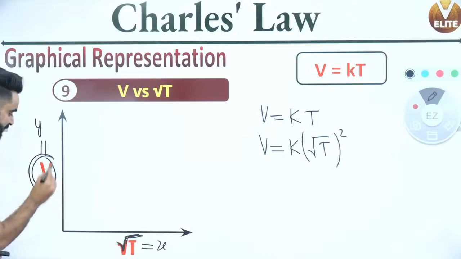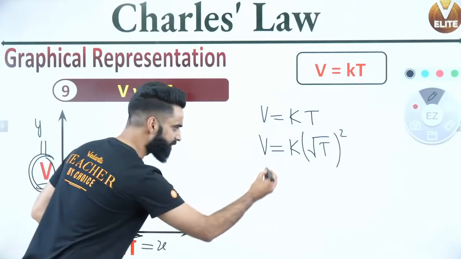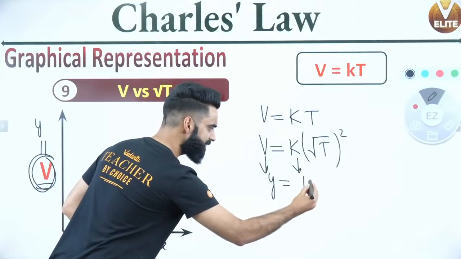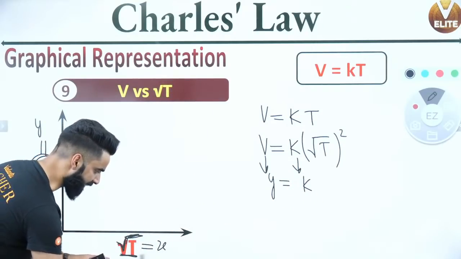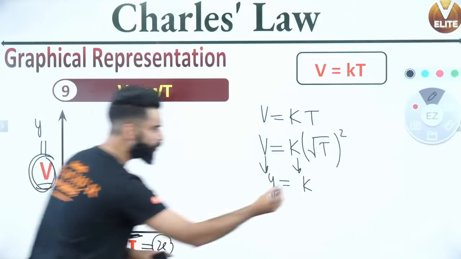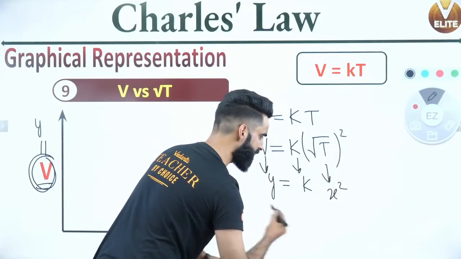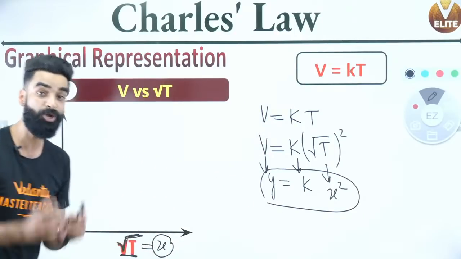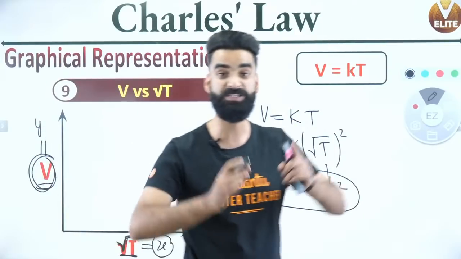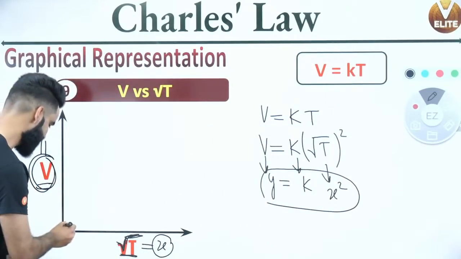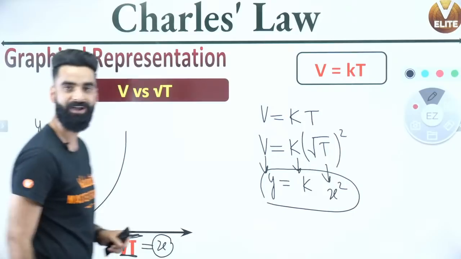Along the y-axis I'm plotting volume, so instead of V, I'm writing y. Instead of root of T, I'm writing X. And since it is root of T squared, Y is equal to KX square. Do we know the nature of the curve for Y equal to KX square? That is a parabola opening upwards. Wonderful. This will be our curve.